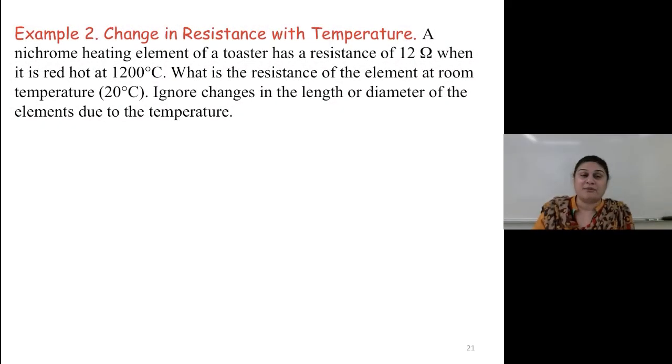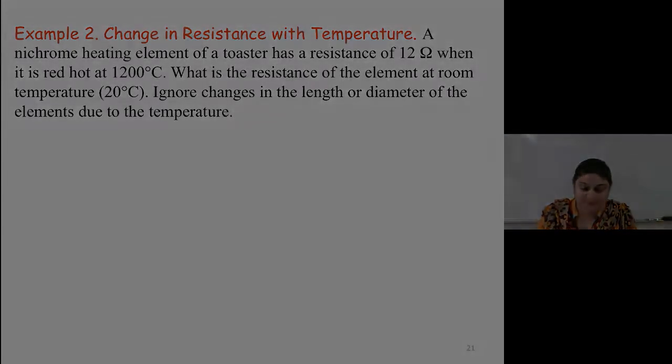Next, let's do a problem that talks about the change in resistance with temperature. A nichrome heating element of a toaster has a resistance of 12 ohms when it is red hot at 1200 degrees Celsius. What is the resistance of the element at room temperature, which is 20 degrees Celsius? Ignore the changes in the length or diameter of the elements due to the temperature.